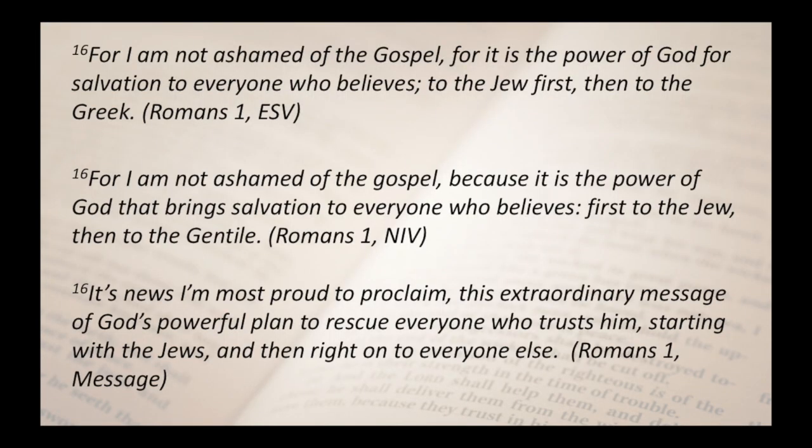So now let's look at Romans 1:16 in a paraphrase. We'll look at the Message. It says, "It's news I'm most proud to proclaim, this extraordinary message of God's powerful plan to rescue everyone who trusts him, starting with the Jews and then right on to everyone else." Obviously, here there's very little resemblance to the original wording, but rather the author is trying to convey his understanding of what Paul was trying to communicate.